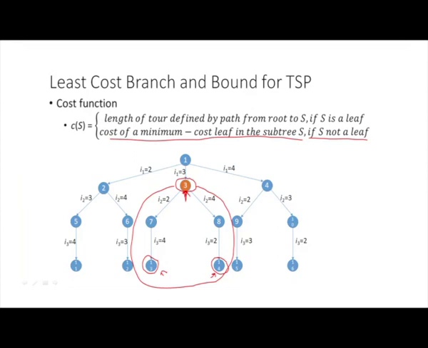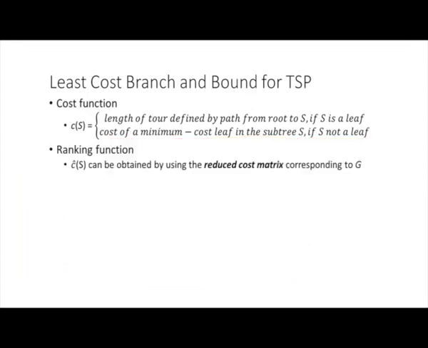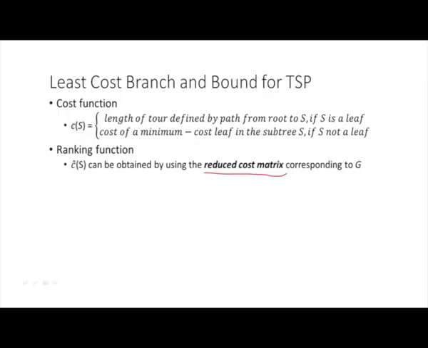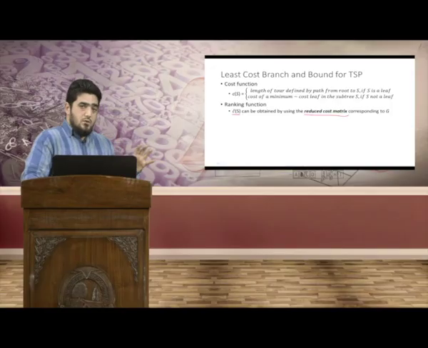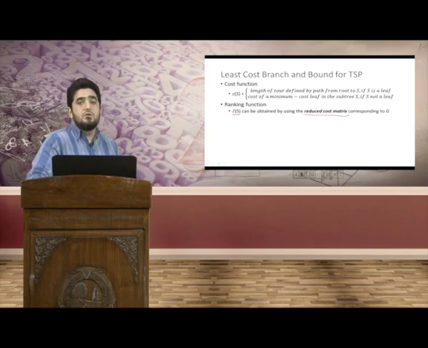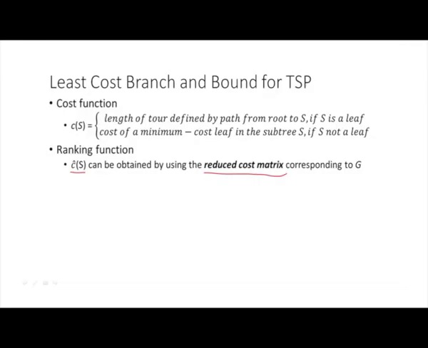So we define the cost function. Now we also need a ranking function, CCAP, which we have used to build the least cost branch and bound solutions. Now for the traveling salesman problem, we use a reduced cost matrix for defining the approximate cost or the lower bound for finding a least cost branch and bound solution, which we also represent as CCAP. So for the traveling salesman problem, the ranking function CCAP of a particular node can be obtained by using a reduced cost matrix. So we'll have to see what a reduced cost matrix basically is.